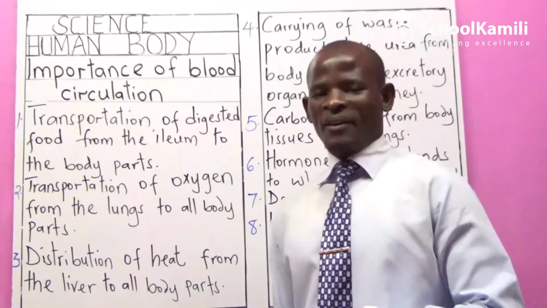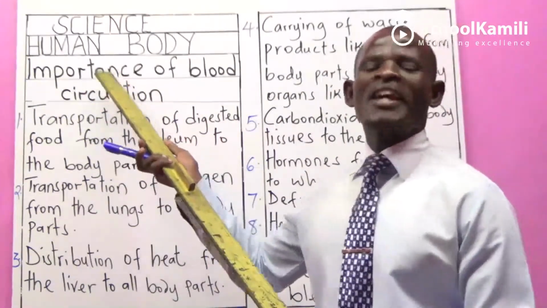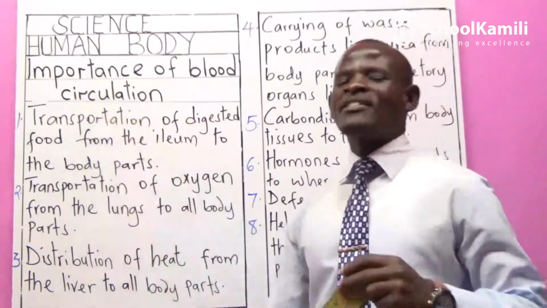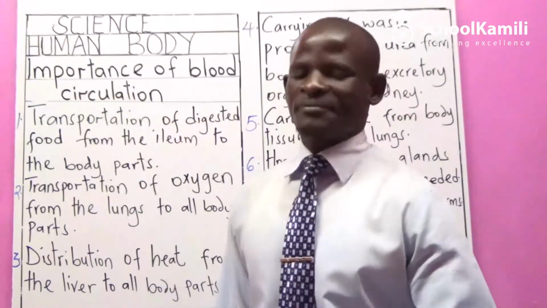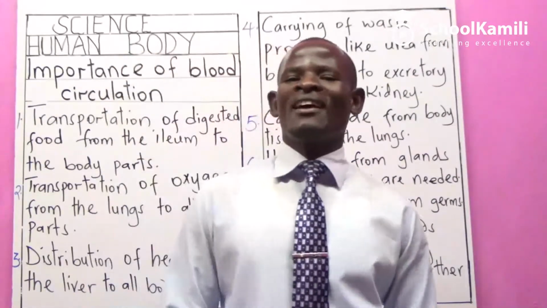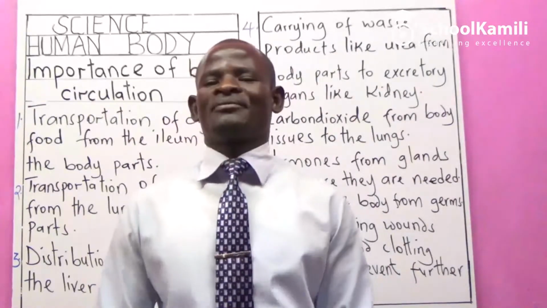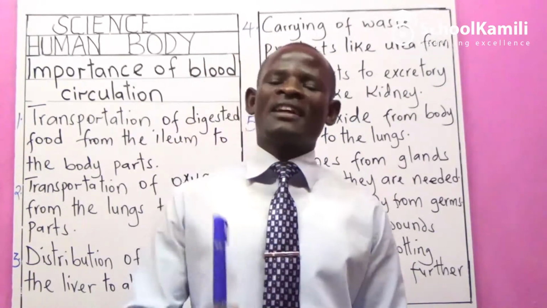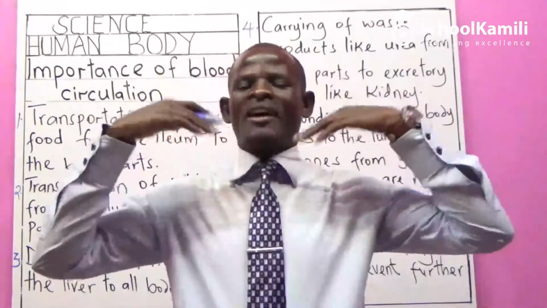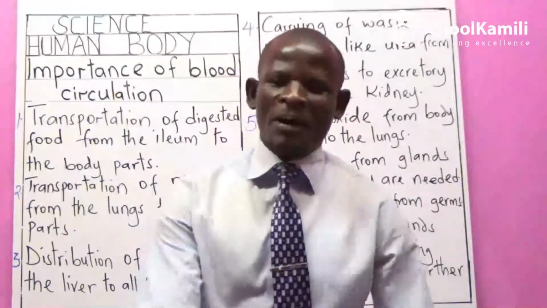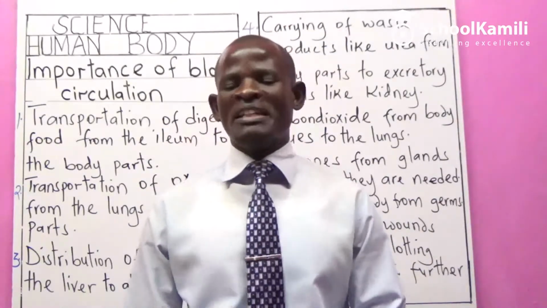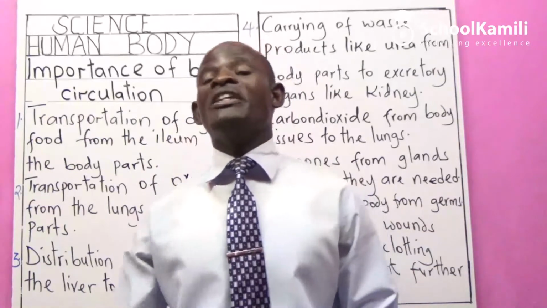And today I want us to talk about the importance of blood circulation. We say that blood circulation is simply the transport system of blood from the heart to the lungs, to the head, to all body parts. Why is it important for blood to be transported from one body part to the other?